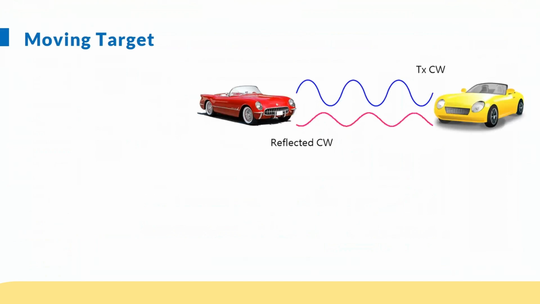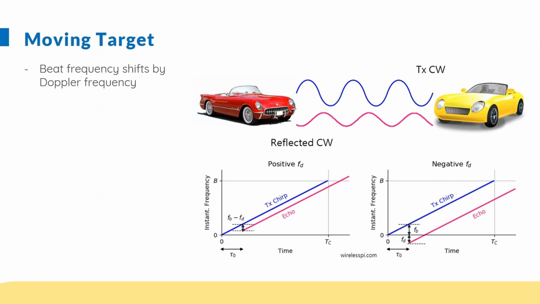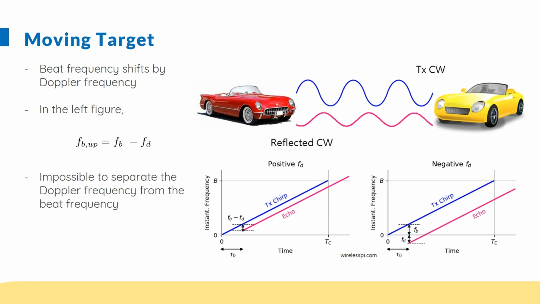After looking at a case where the range of a stationary target is measured from an FMCW radar, the question is what happens when the target starts moving? So our beat frequency shifts by Doppler frequency. These are the two cases I'm showing in the figure. On the left side is a positive Doppler frequency. On the right side is a negative Doppler frequency. So on the left side, for a positive Doppler frequency, the actual frequency difference comes out to be FP minus FD. Obviously, on the right side, for a negative Doppler, this would be FP plus FD. The problem here is now that there are two unknowns in one equation, both FP and FD. So we cannot separate the Doppler frequency from the beat frequency.